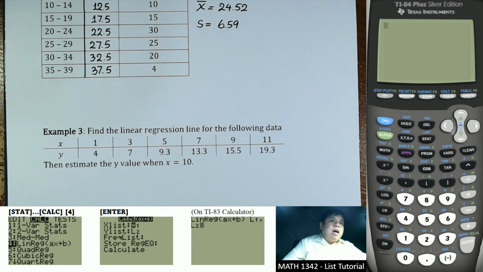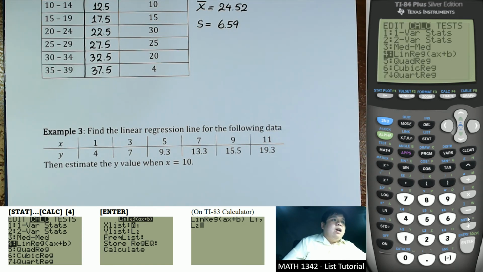Alright, so to do that, hit stat, and then go to the calculate tab, hit number 4, and then you enter this screen on the TI-84 and this screen on the TI-83. Right, so stat, calculate, number 4, linear regression, and use L1 for X, L2 for Y. Let's clear the frequency because there's no frequency. So L1 for X, L2 for Y, that's it. And then go to calculate.